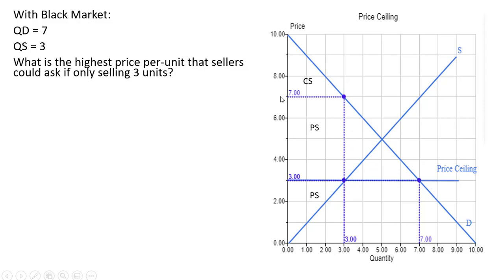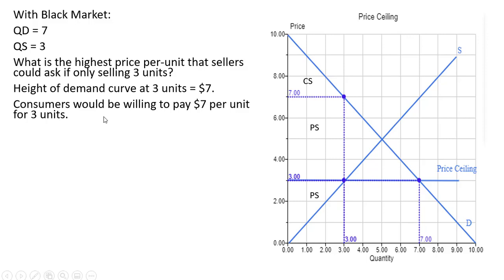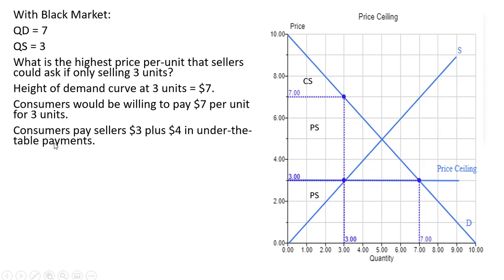$7. So the height of the demand curve at 3 units equals $7. So consumers would be willing to pay $7 per unit and then buy all 3 units that sellers are trying to get rid of. So again, we can check it this way. If the price is $7, walk over the demand curve, come down, sellers would be willing to let go 3 units. So how would this work?